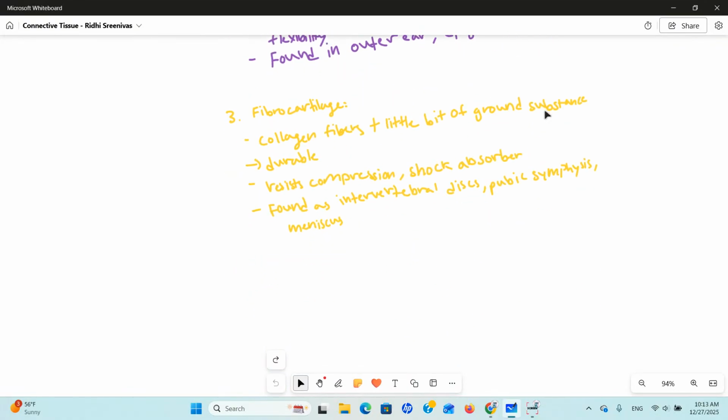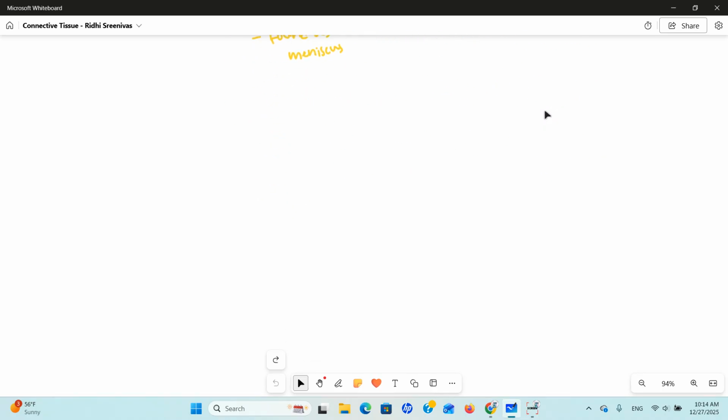Next is fibrocartilage, which has densely packed collagen fibers and a little bit of ground substance, making it the strongest and most durable type of cartilage. Due to its durability, it helps resist compression and acts as a shock absorber. It is found between the vertebrae of the spine, known as intervertebral discs, between the two pelvic bones, known as the pubic symphysis, and another example is the meniscus in the knee, and so on.